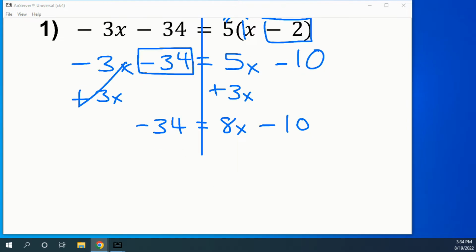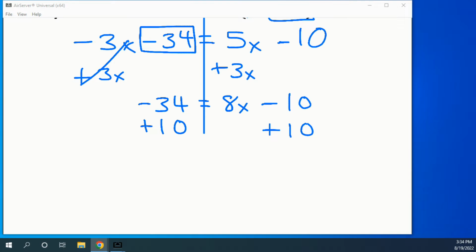From here, we have our variables on one side. We need to get our constants on the other. So I will add 10 to both sides. Make sure that you do this correctly and don't get negative 44. You should get negative 24 equals 8x.